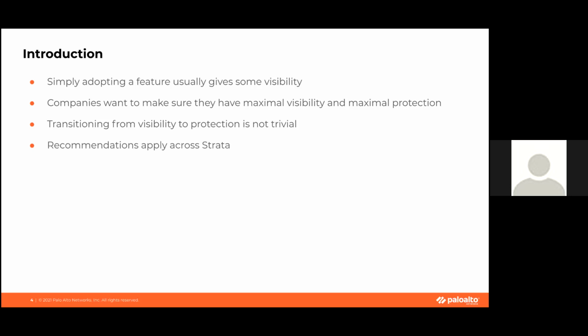So simply adoption gives us some visibility. We want to make sure we have maximum visibility, and we want to make sure we have maximum protection. Keep in mind that transitioning from visibility to protection is not trivial. Sometimes it involves risk. It requires some research. It requires changes. So it's not as simple as just adopting a feature in alert-only mode, right? In most cases, that's fairly safe, whereas transitioning from visibility to protection might not be that way.